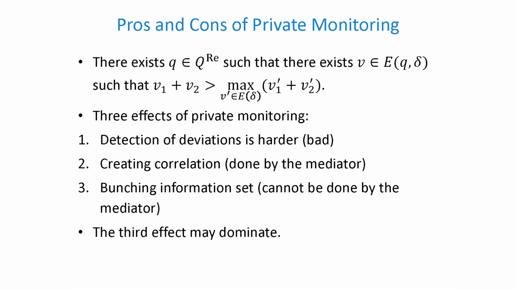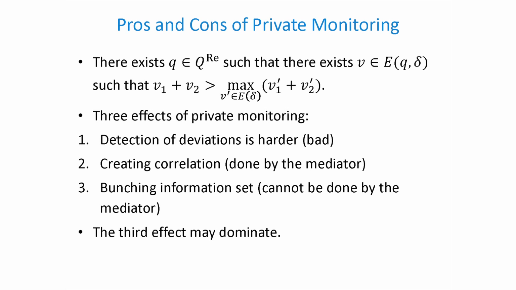And as I mentioned, the intuition is that there are three effects of private monitoring. One is that detection of deviations becomes harder with private monitoring because monitoring becomes imperfect. So that's bad news for trying to extend equilibrium payoffs. The second one is a well-known effect, which means that we can create correlation by considering correlated private signals. But this effect can be done by the mediator also. So this effect does not expand the equilibrium payoff set with private monitoring if the counterpart is mediated perfect monitoring.